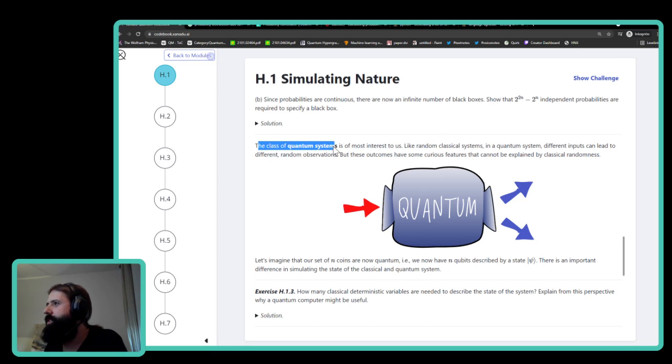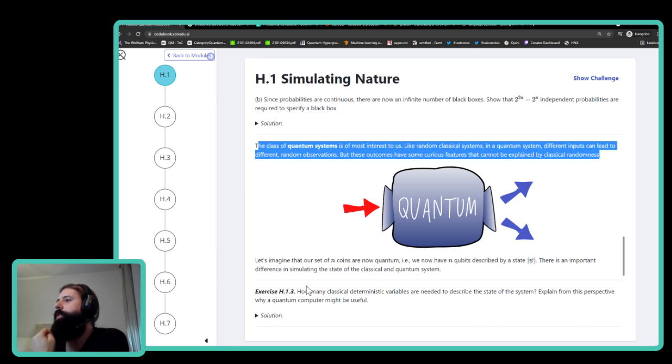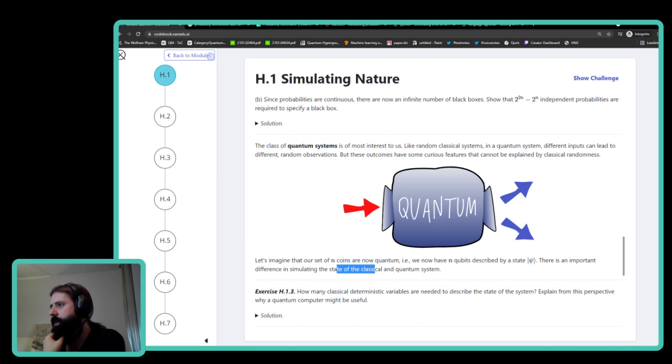The class of quantum systems is of most interest to us. Observations, these outcomes have some curious features that cannot be explained by classical randomness. Let's imagine that our set of n coins are now quantum. So we have n qubits described by a state. There's an important difference in simulating this state of a classical and quantum system.